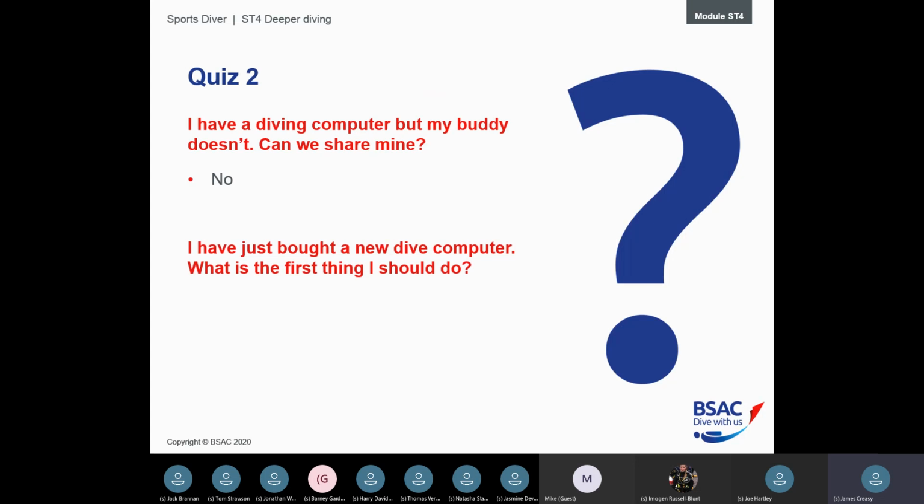If you've just bought a new computer, what is the first thing you should do whenever you buy one? So first thing, as we said, always read the instruction manual so you know what your computer is telling you if it starts beeping at you, and just so you know how to read it and how to use it better and make the most of it.